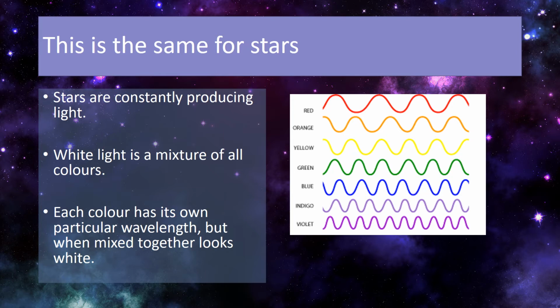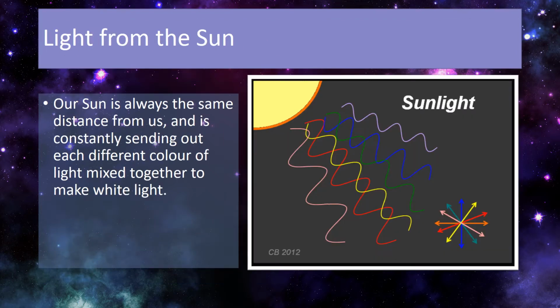So stars constantly produce light. White light is a mixture of all colours, and each colour has its own wavelength, but that changes how it looks when they're mixed together. They make white. So you can see here that we've got much longer wavelengths, then shorter, shorter, shorter. Our sun is always the same distance from us, and it's constantly sending out each different colour mixed together to make white light all of the time.